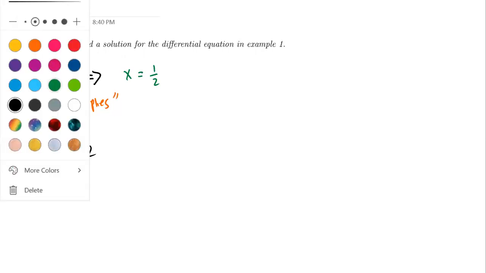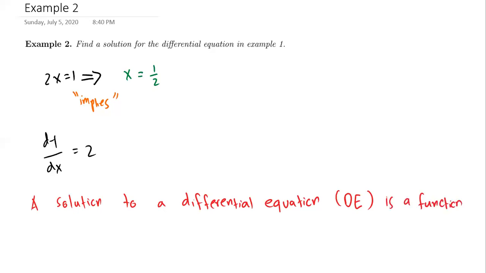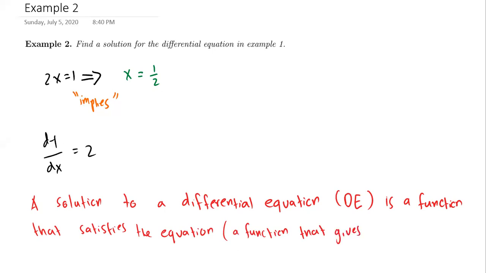It means to find the function that satisfies that equation. So when you plug it in, you get an equality. So let me write it like that first. So a solution to a differential equation, so it's an equation involving derivatives. Differential equation, I'm going to be writing those two words a lot, so I'm just going to abbreviate it by DE for differential equation. Right? So a solution to a DE is a function that satisfies the equation. And then in parentheses, I'm going to write what that means. That means a function that gives you equality when you plug it in. And I'll show you an example with this differential equation that we have.